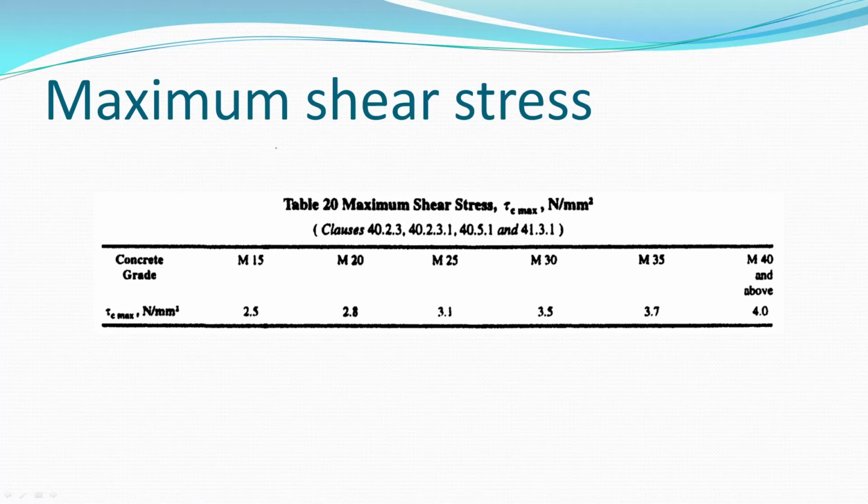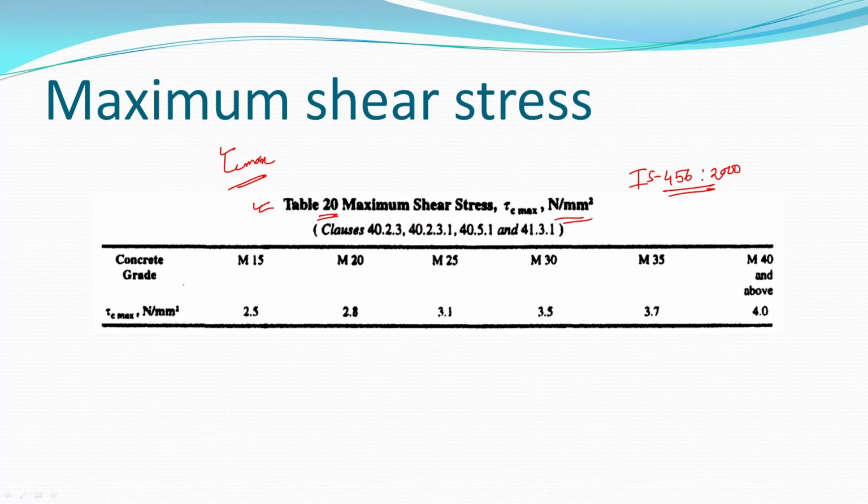Look, this is another thing. We can get the maximum shear stress value, that means tau c max. This maximum value we can get from Table 20, and the unit is Newton per millimeter square, that means megapascal, from IS 456 2000.